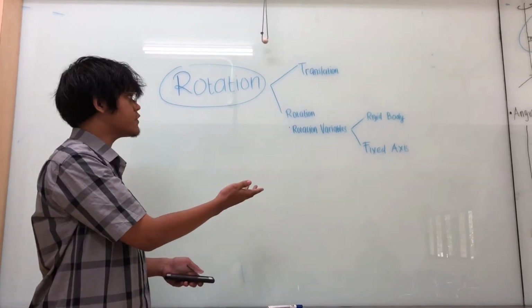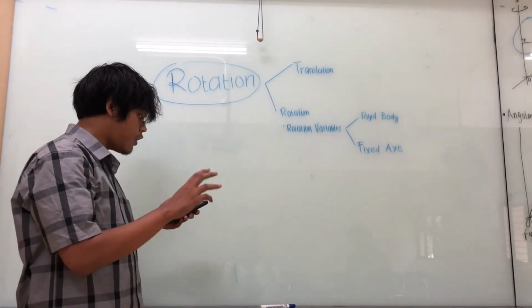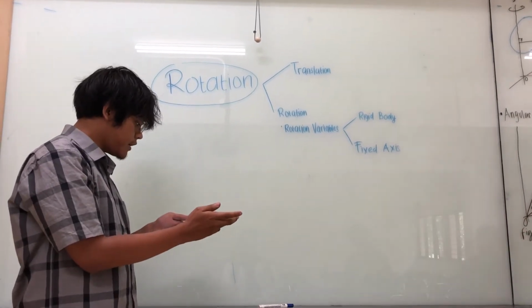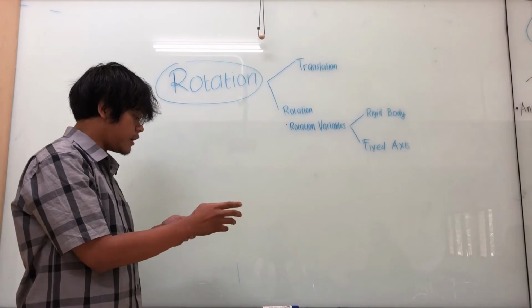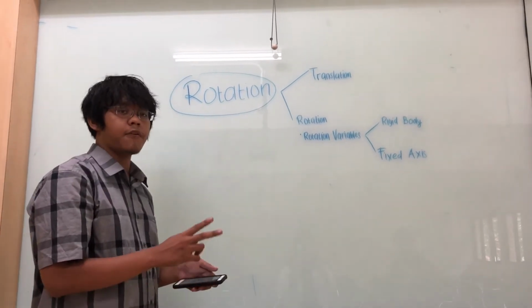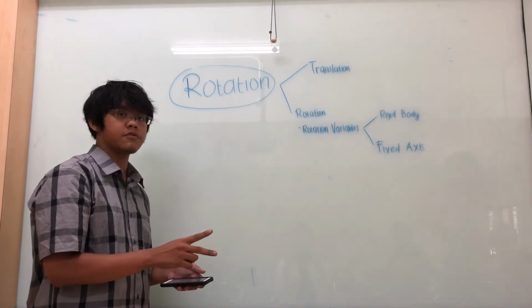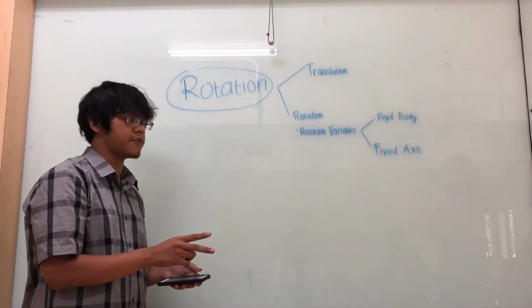Translation, and the second one is rotation. Translation is when an object moves along a straight or curved line. On the other hand, rotation is when an object turns about an axis. Rotation has variables, and it's divided into two. First is rigid body, and the other one is the fixed axis.